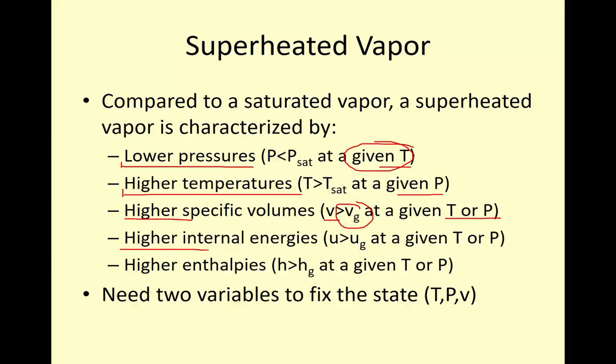And then they'll have higher internal energies, again, because there's additional molecular movement, and higher enthalpies because they are a higher energy state. Okay, so you need two variables to fix the state, similar to before, but this time you can use temperature, pressure, or specific volume, because temperature and pressure are not dependent for a superheated vapor. They are only dependent for a saturated liquid vapor mixture.